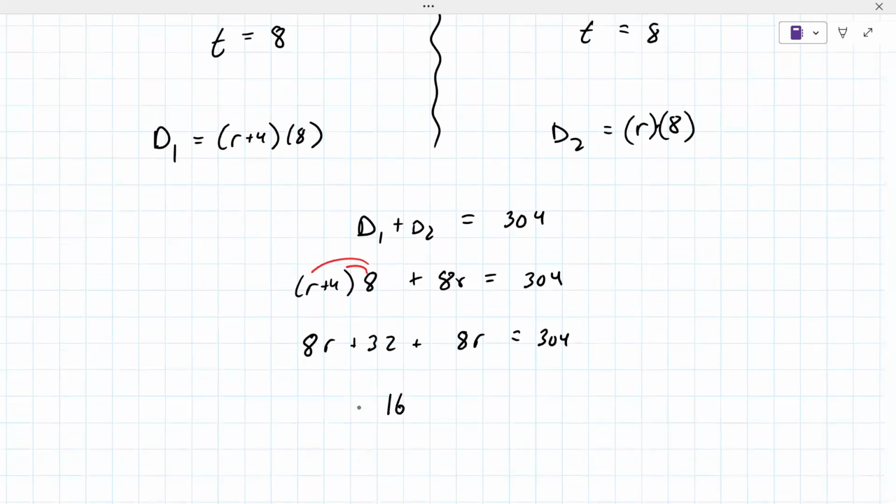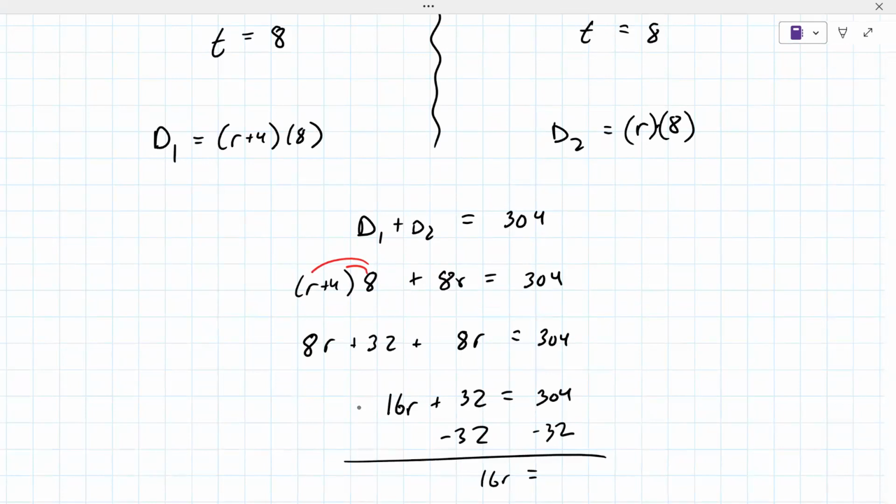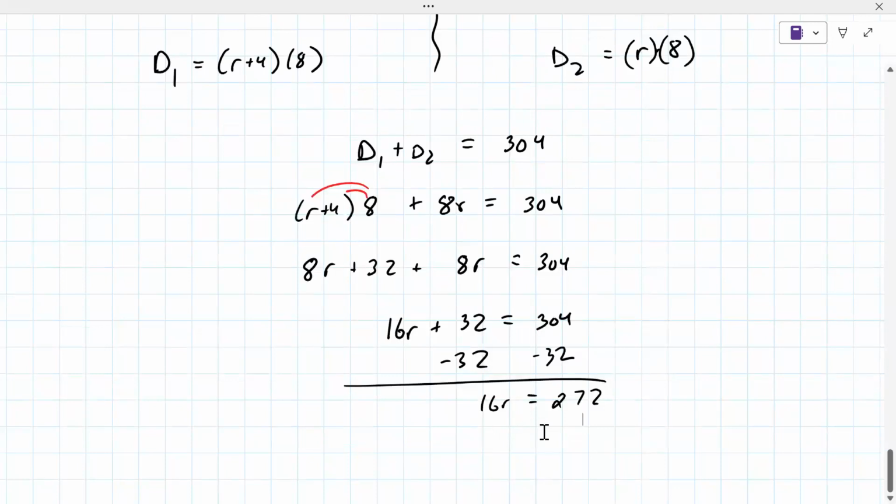And then you combine like terms. Subtract 32. 16R equals 272, which doesn't look like it divides into 16, but it probably does.